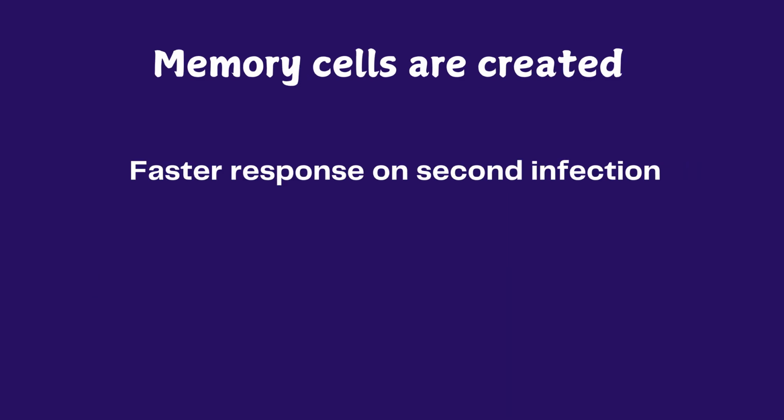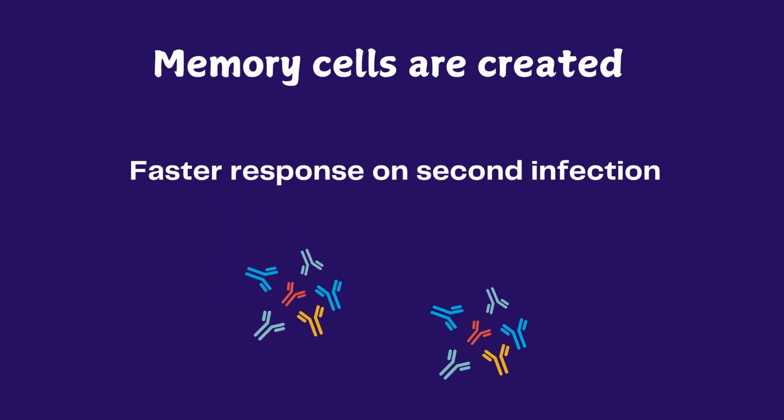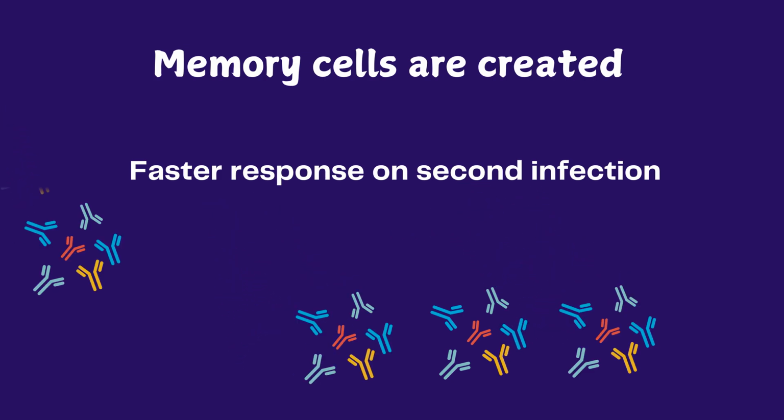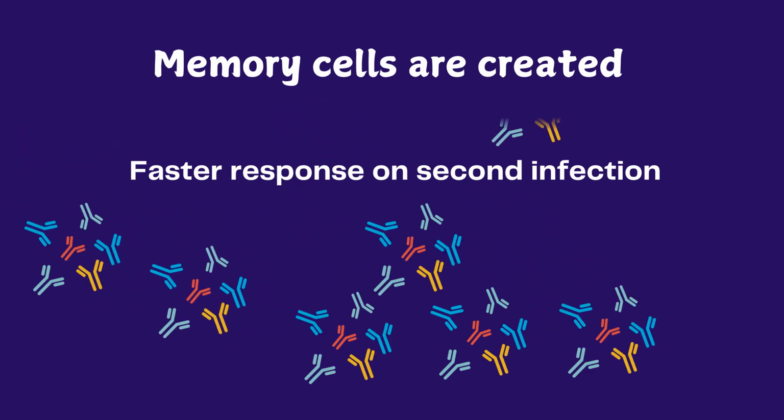Another thing about lymphocytes is that they create memory cells. Memory cells allow for a faster response on the second infection. And this is why many people believe that you cannot get a disease twice, because the second time around your immune system will respond so fast that you don't even know that you were infected.